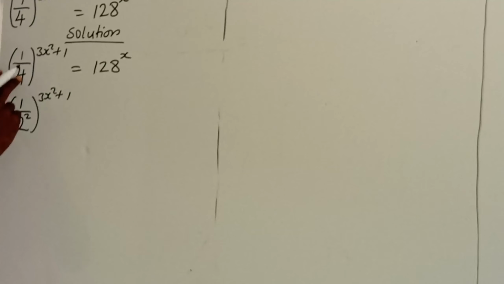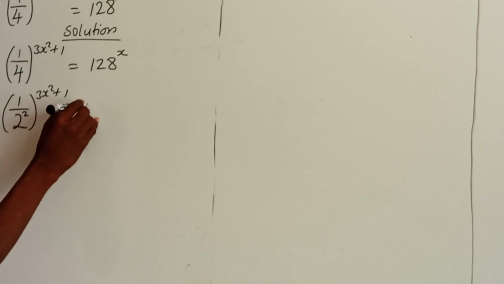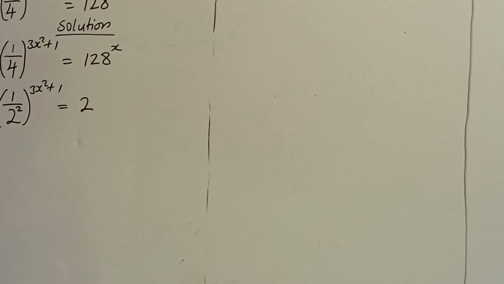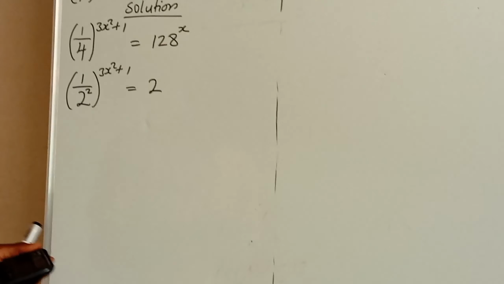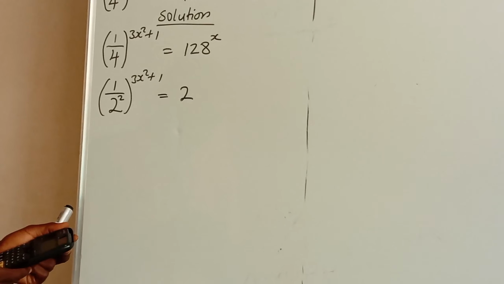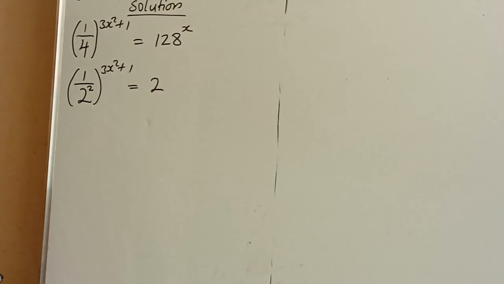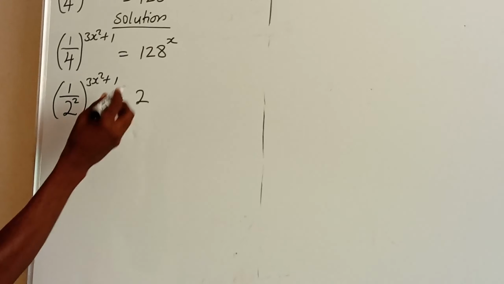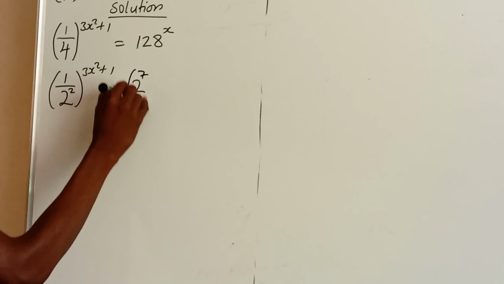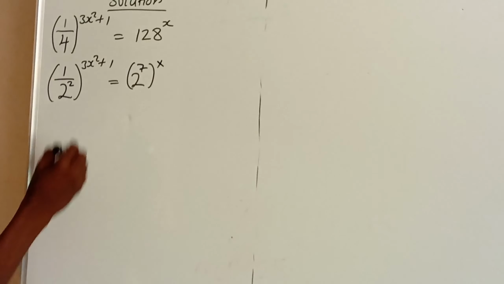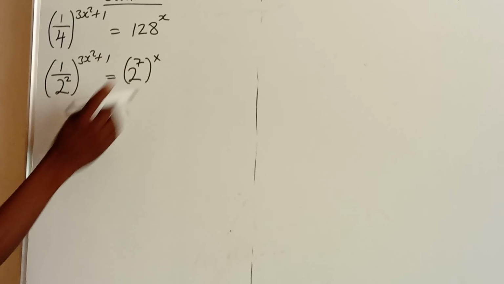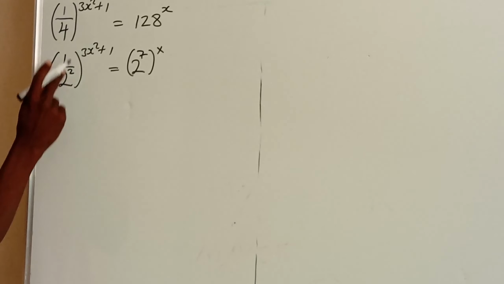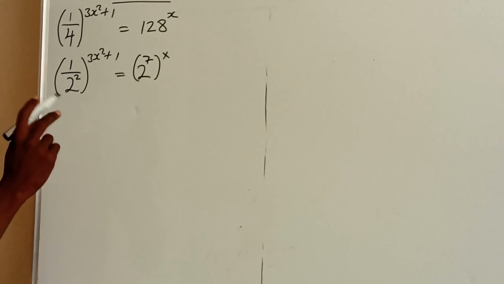This one, 2 raised to the power 2, will give us 4. And 128, you can use your calculator, let's say 2 raised to the power 7, it will give us 128. So you open a bracket and you close it with the power x. So you change this 1/2 squared to a negative index.